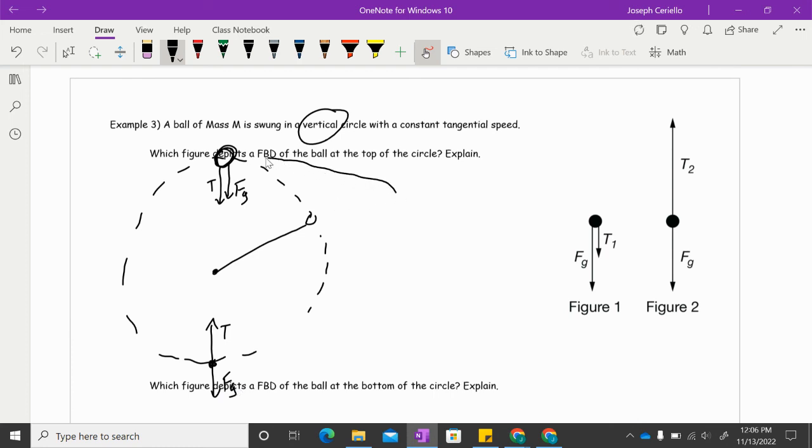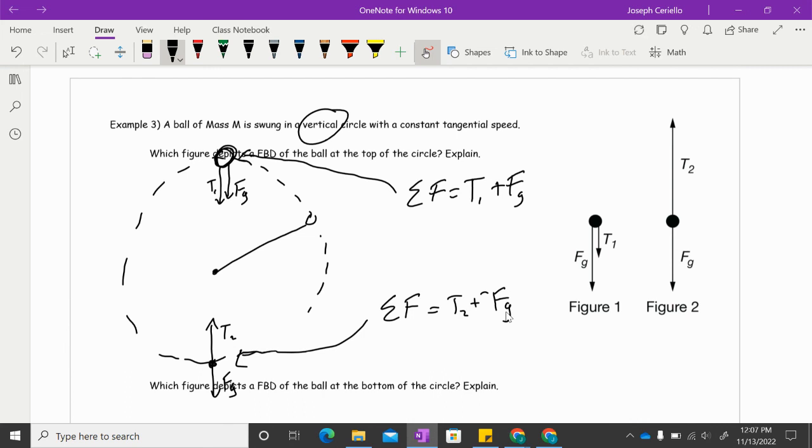So for this point here, if we were going to do the whole sum of the forces thing, the sum of the forces in this case would be equal to, so into the circle is always positive, T1, because they call it T1 at the top, and they call this T2 at the bottom, T1 plus Fg. Down here, the sum of the forces equals, towards the middle of the circle is positive, T2 plus negative Fg. Notice how some of the forces are different as this thing goes around the circle.